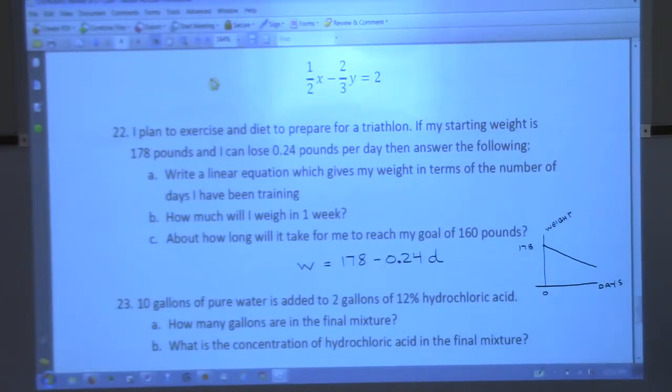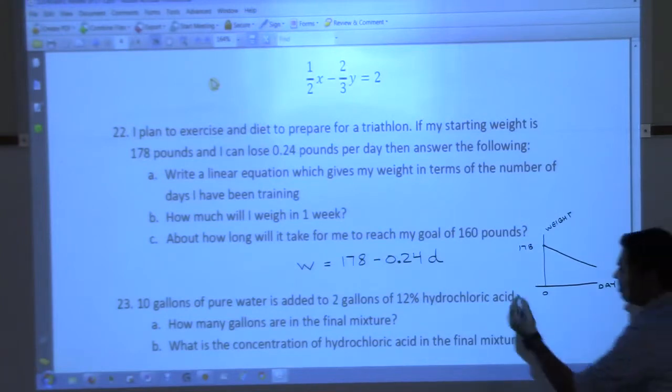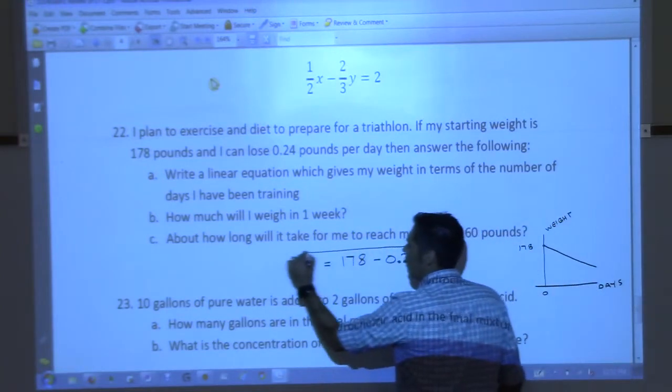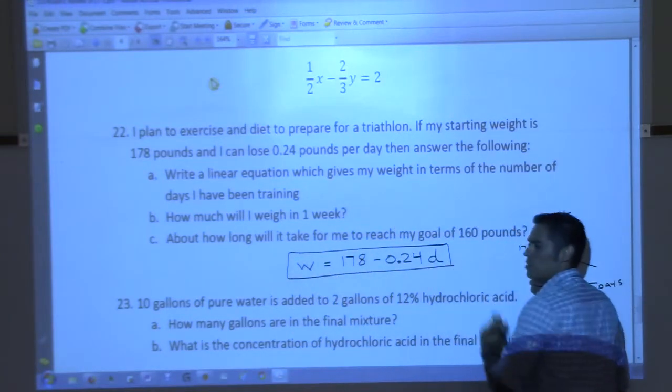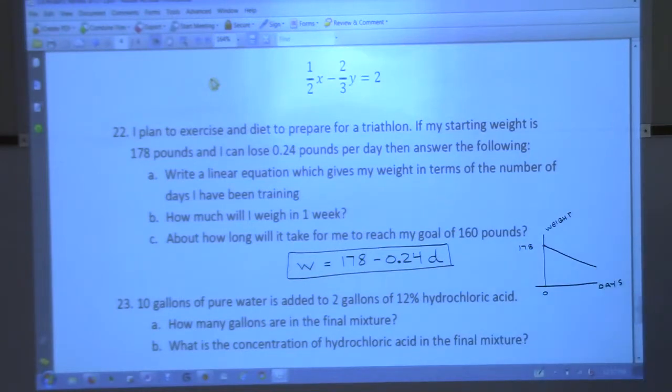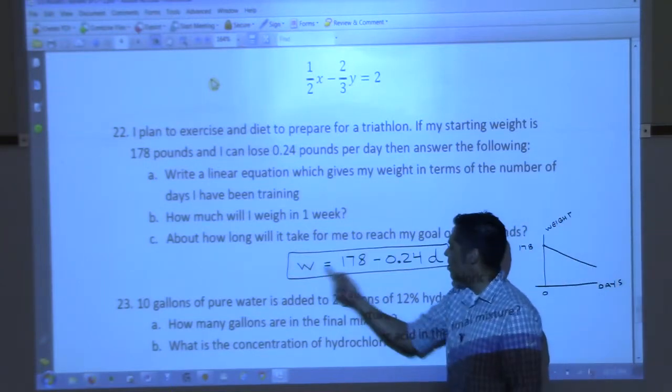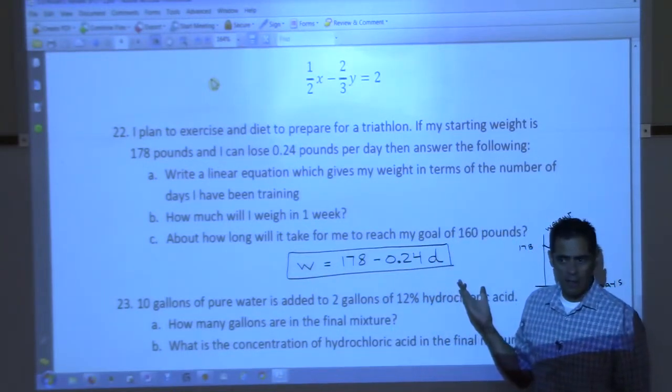All right, so let's see if we can answer. This is the main thing. You're basically setting up a linear equation in 2 variables, just like that. So that's part A. Now, if on a test you use y and x, that's okay. All right.